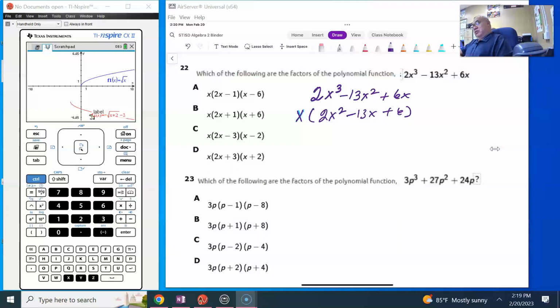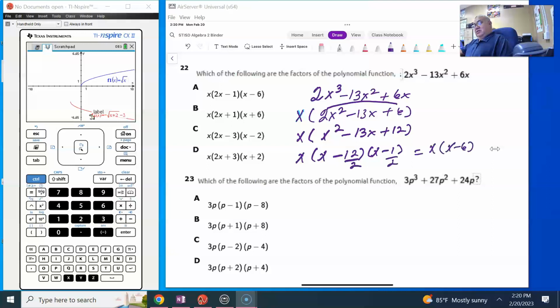Then what you're going to have to do is multiply 2 times 6, which gives you 12. Find the factors of 12. x minus 12, x minus 1. Then you divide by 2. And the factors are x, (x minus 6), and (2x minus 1), which is A.